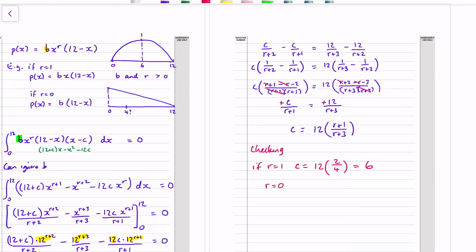And r equals 0, 1. If I make r equals 0, even though it strictly was greater than 0, I get c is equal to 12 times a third, which is equal to 4, which actually was the answer I was guessing earlier. Okay, part B.